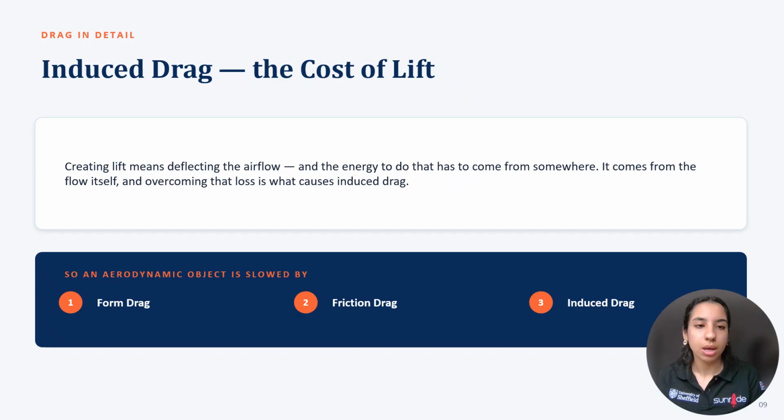Now induced drag, this is a bit tough to understand, but what it is that creating lift means deflecting the airflow, and we have explained how that works, right? And the energy to do that has to come from somewhere, right? So you want lift to happen, and for that to happen there must be some energy. It comes from the flow itself, the airflow. That's the only energy we're bringing it from. And overcoming the loss is what causes the induced drag, okay?